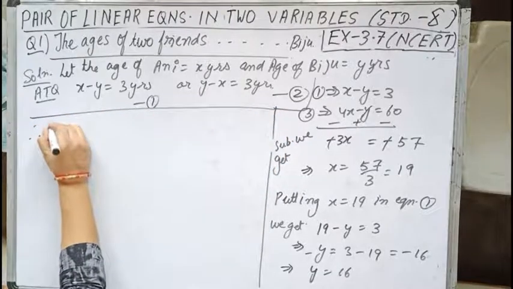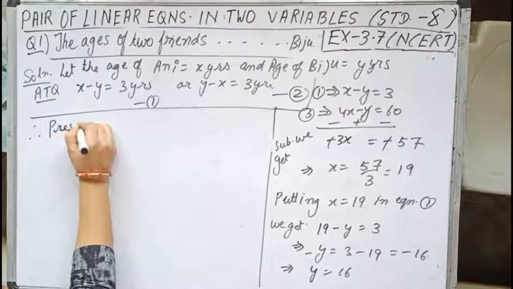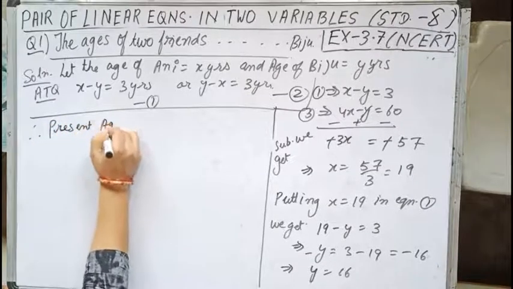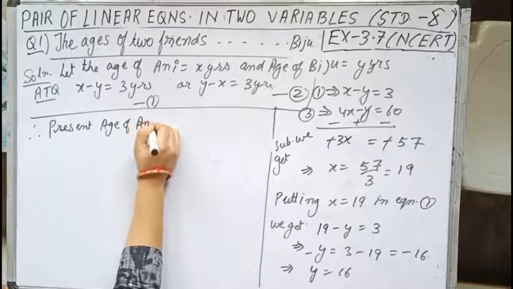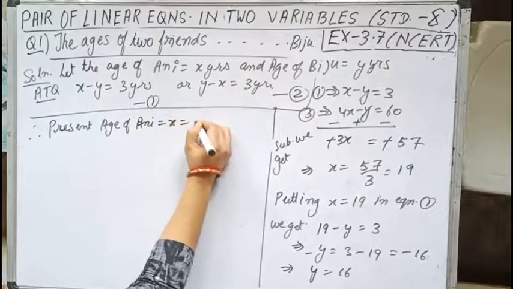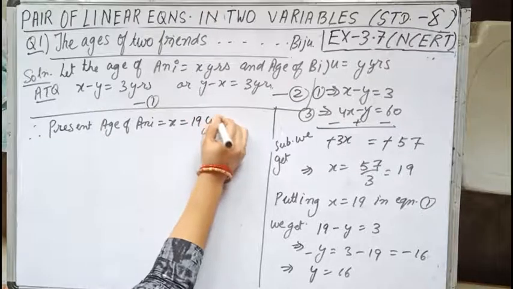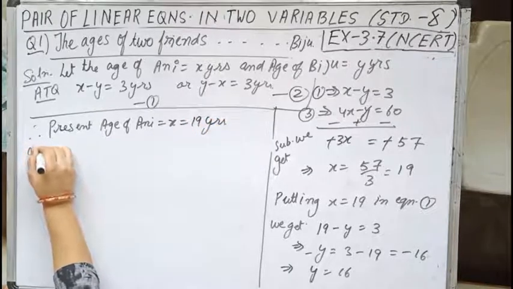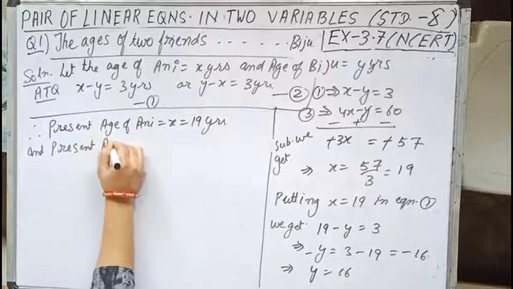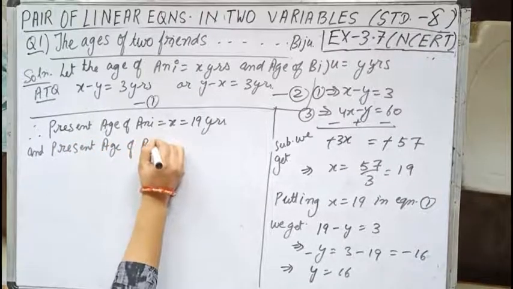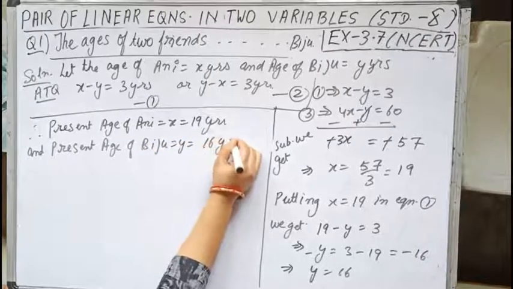Therefore, percentage of age of Annie equals x equals, how much is x? 19 years, and present age of Biju equals y equals 16 years.